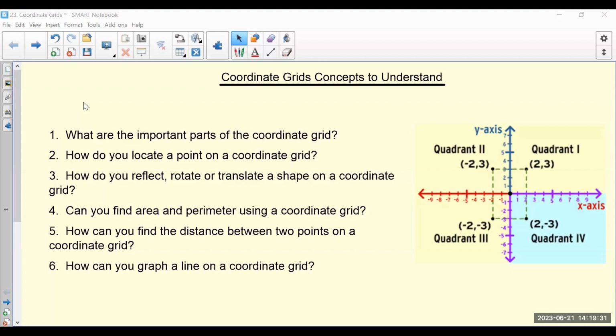Might you be asked to find the area of a shape on a coordinate grid? The answer is yes. Might you be asked to find the perimeter of a shape on a coordinate grid? Again, the answer is yes. And then using the Pythagorean theorem, how can you find the distance between any 2 points on a coordinate grid, which is a good way to practice the Pythagorean theorem? How you can graph a line on a coordinate grid is going to be something that we cover in slope intercept, so that is its own very large topic. But this is just to get us ready for the coordinate grid. So here we go.